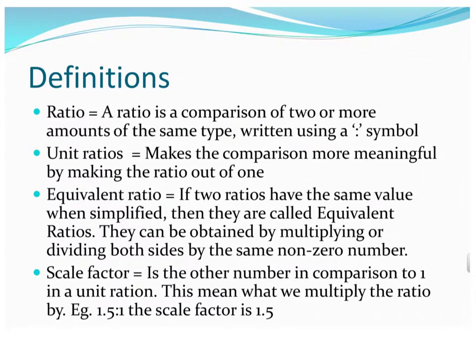On this page we have the definitions. A ratio is a comparison of two or more amounts of the same type using the colon symbol. A unit ratio makes the comparison more meaningful by making the ratio out of 1. Equivalent ratios are two ratios that have the same value when simplified. They can be obtained by multiplying or dividing both sides by the same non-zero number.